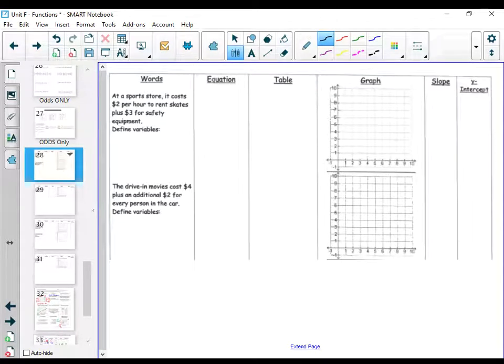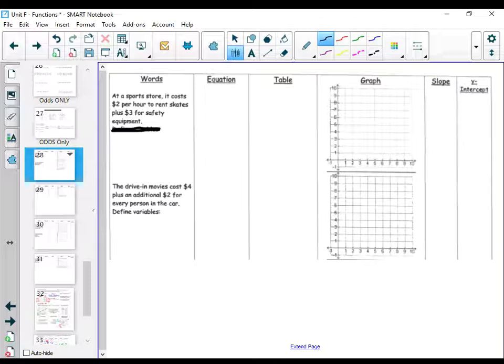All right, we are going to work on completing the worksheet from the yellow basket together. So we're going to start with the first problem. At a store, it costs $2 per hour to rent skates plus $3 for safety equipment. It says define variables. We're going to go ahead and cross that part out. We are going to do the rest where it says equation, table, graph, slope, and y-intercept.